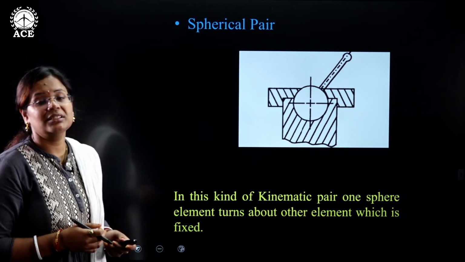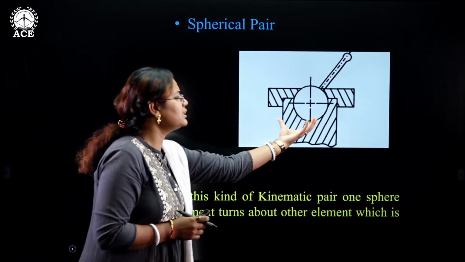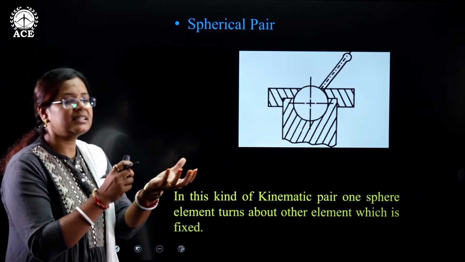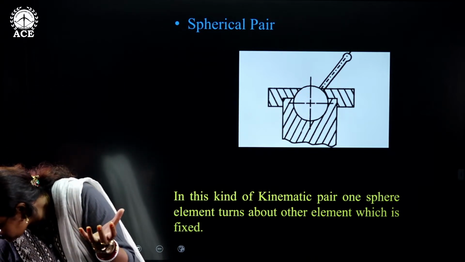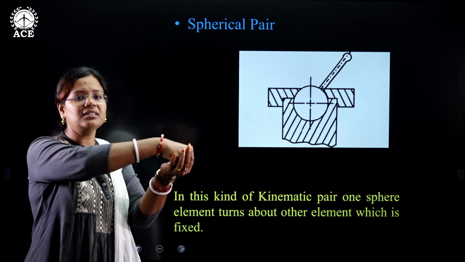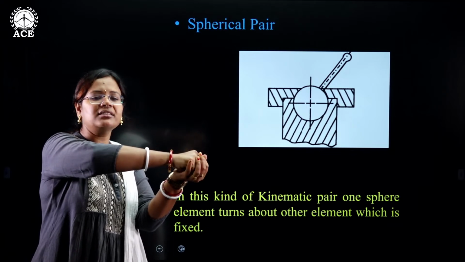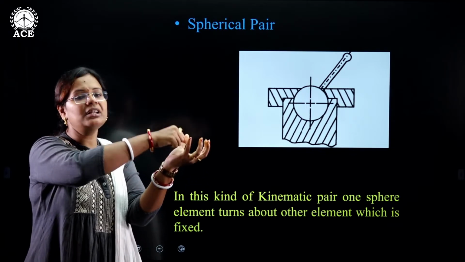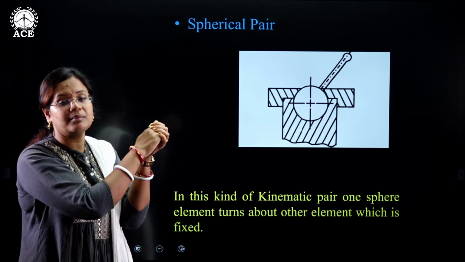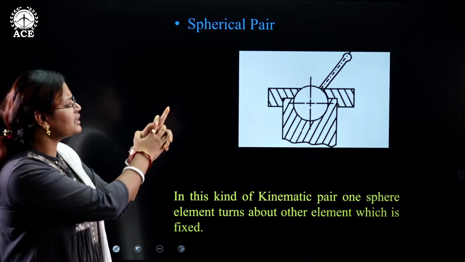Now this comes with the spherical pair. So in a spherical pair, you can see there's a casing, a fixed element, and there's a sphere in here. So this is the casing and this is the sphere. If you have to rotate this sphere in between a fixed element, that kind of pair comes under the spherical pair. Have you ever seen this kind of arrangement?